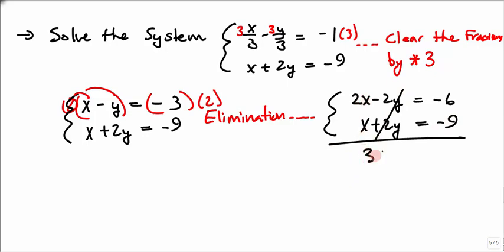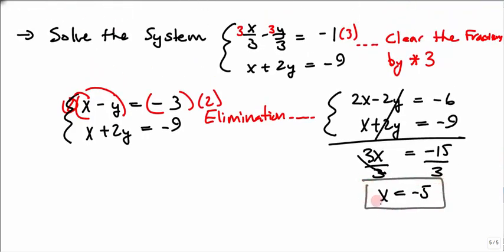2x plus x is 3x. 3x is equal to negative 15. Divide through by 3, and I get x is equal to negative 5. Now how do I find y? Well, we find y by substituting or plugging in x equals negative 5 into either equation.